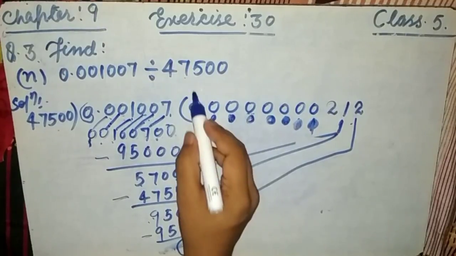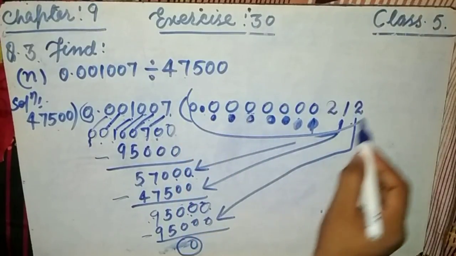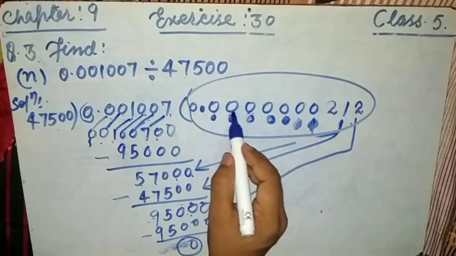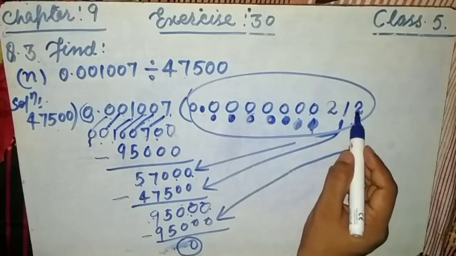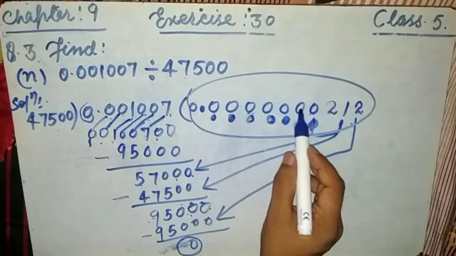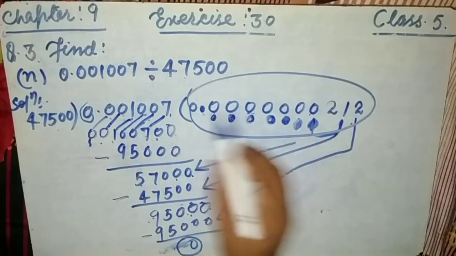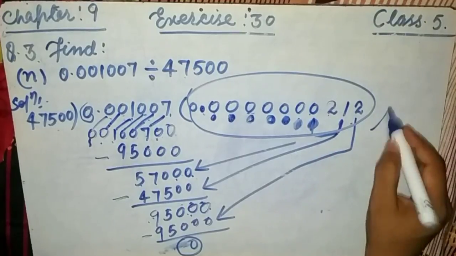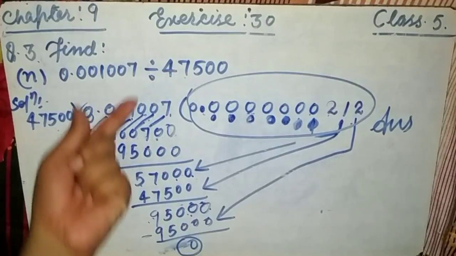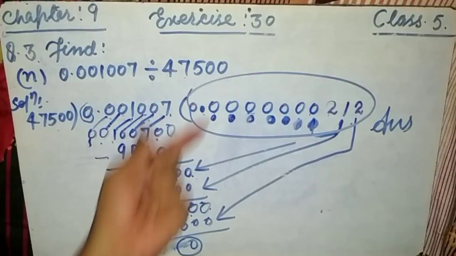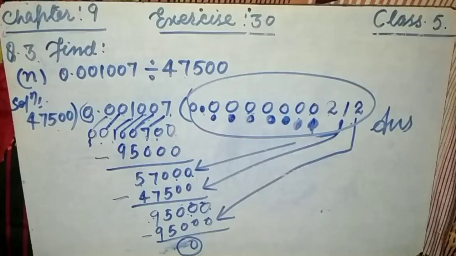So here friends, this is our quotient, this is your answer, 0.00000000212. 7 zeros after the decimal, counting 1 2 3 4 5 6 7, and then 2 1 2. This is your answer. So please, while you are solving such type of question, because there is a very small quantity and we are going to divide by a very huge number, it's a very difficult task to find out. So please be cautious while you are going to solve such type of questions.